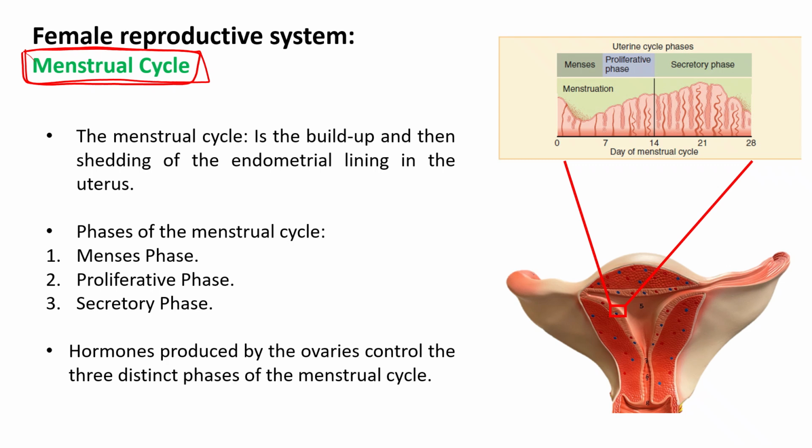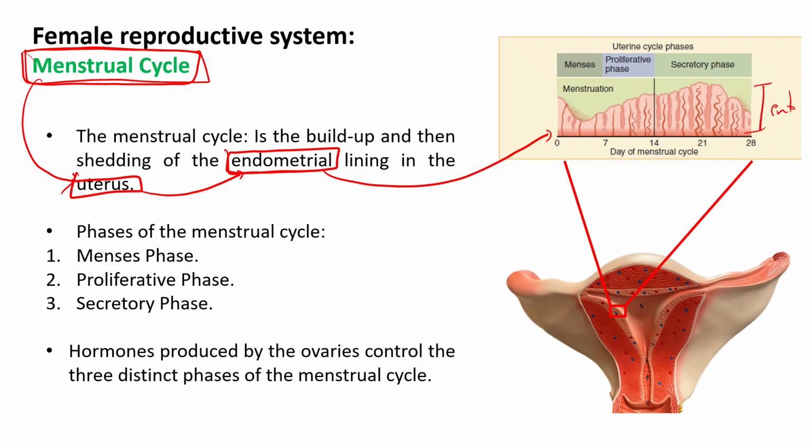Now, the menstrual cycle, remember that this is what happens in the uterus, okay? And specifically, the part that we need to look at is the endometrium. So the menstrual cycle is all about the endometrium and the uterus. What I have here in this picture is showing you the thickness of the endometrium.